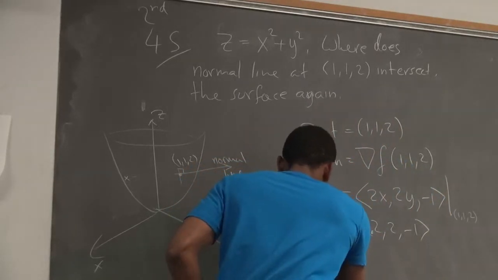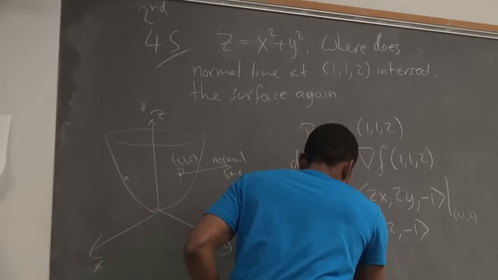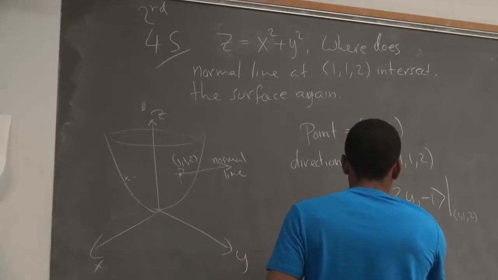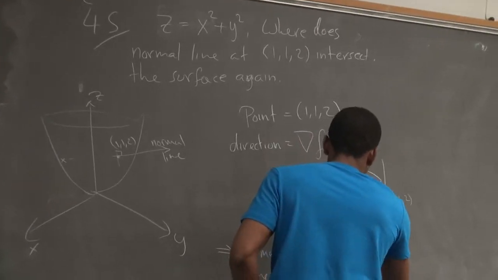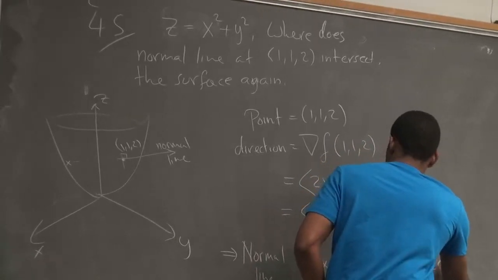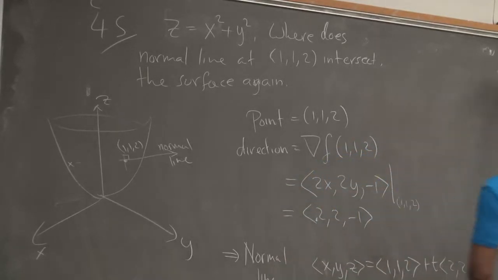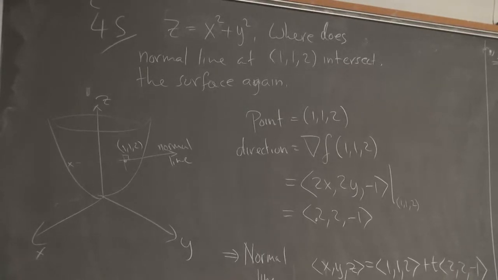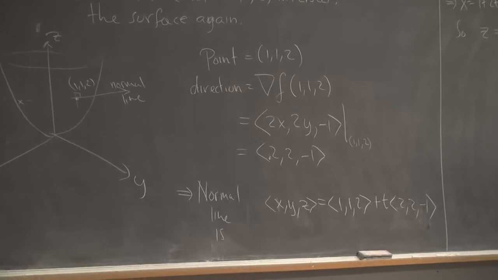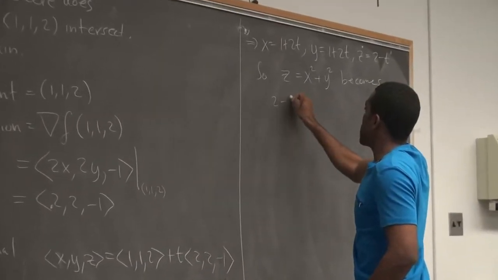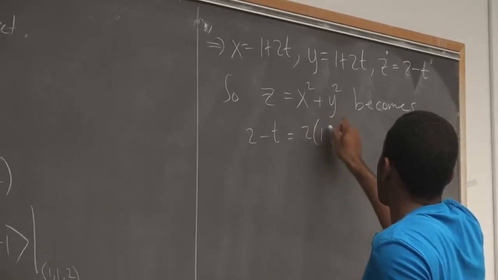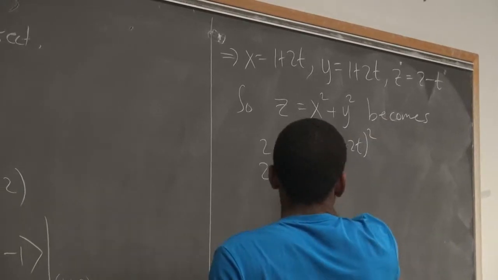So this means the normal line is x equals 1 plus 2t, y equals 1 plus 2t, and z equals 2 minus t. So the equation z equals x squared plus y squared becomes 2 minus t equals 1 plus 2t squared plus 1 plus 2t squared. Now you just solve for t.